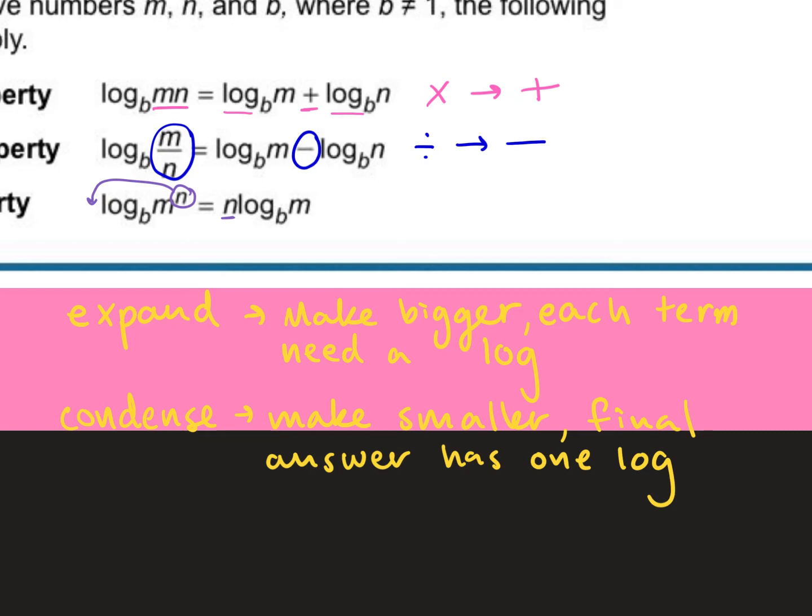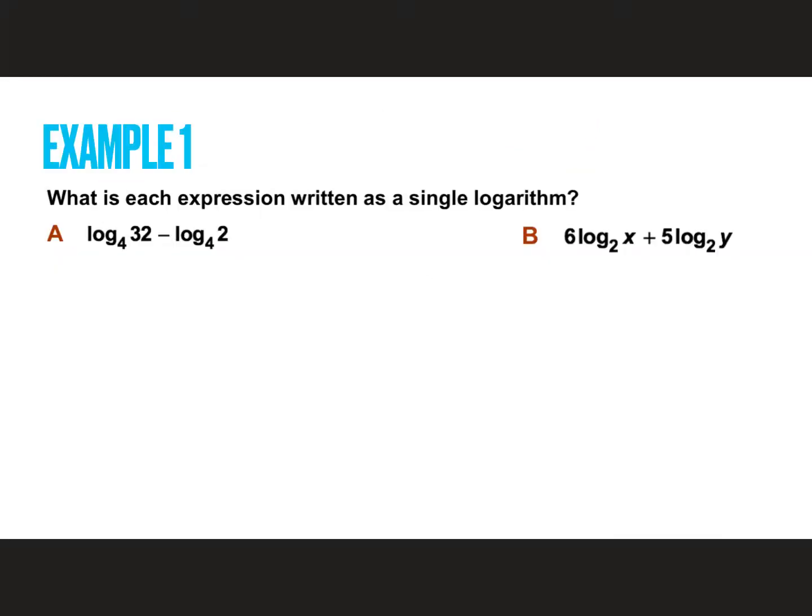So it's super important to remember multiplication goes with addition and division goes with subtraction. So when we expand it, we add a multiplication or subtraction sign, but we could also condense it and go the other way too. All right, example 1. What is each expression written as a single logarithm? So we're writing just as one log, so we're going to be condensing it down to one log.